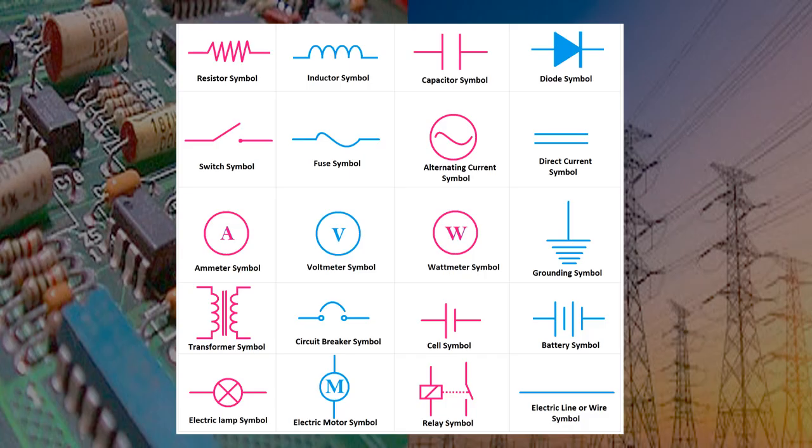So the first symbol up there is a resistor symbol. Resistor looks similar to inductor, but an inductor is different from a resistor. Don't confuse resistor and inductor. We have a capacitor, two plates there, you see that, and then we have a diode on the other side, that arrow, and then we have a bar there, and then we have a switch there. That switch there is an open switch, and then we have a fuse, the symbol of a fuse.